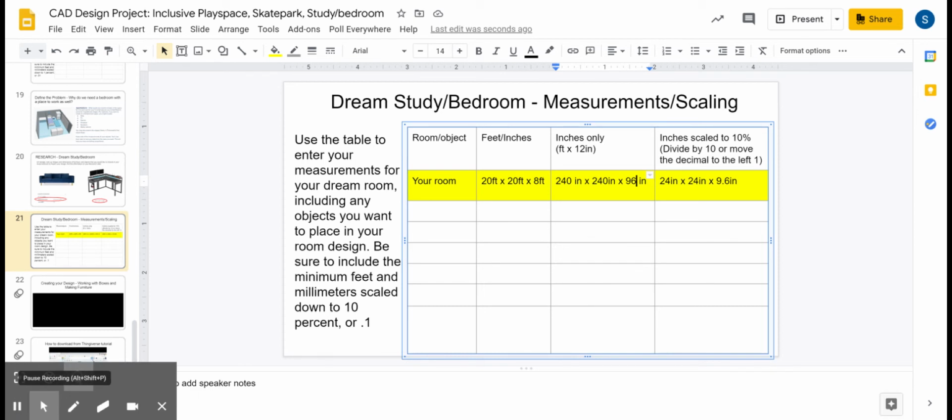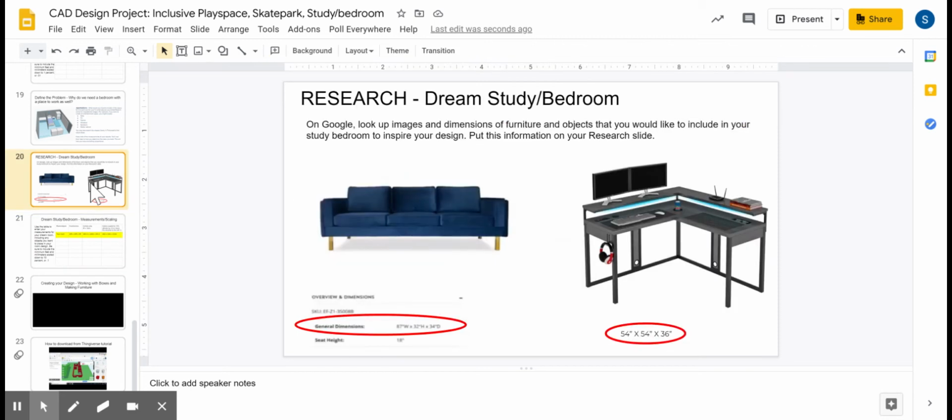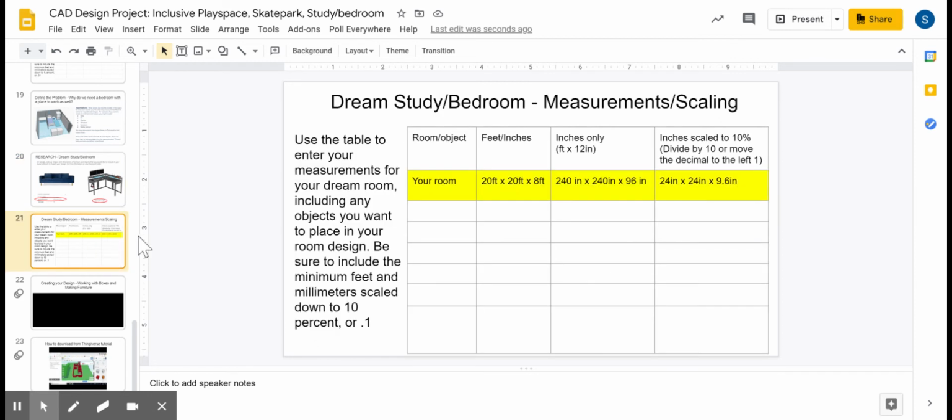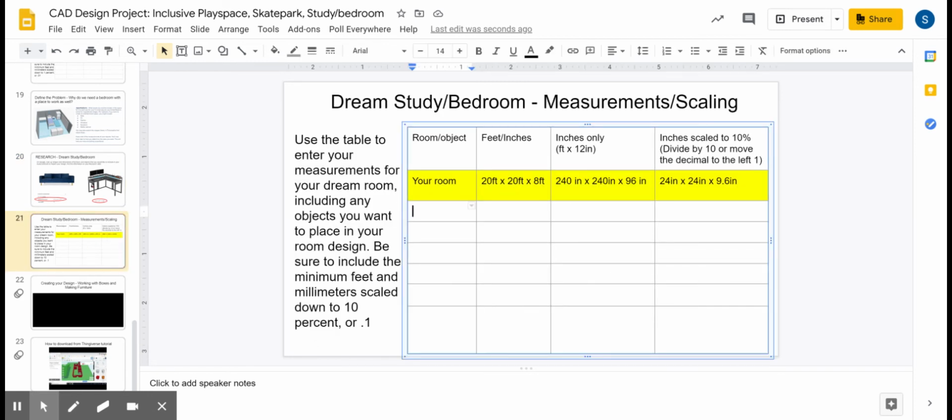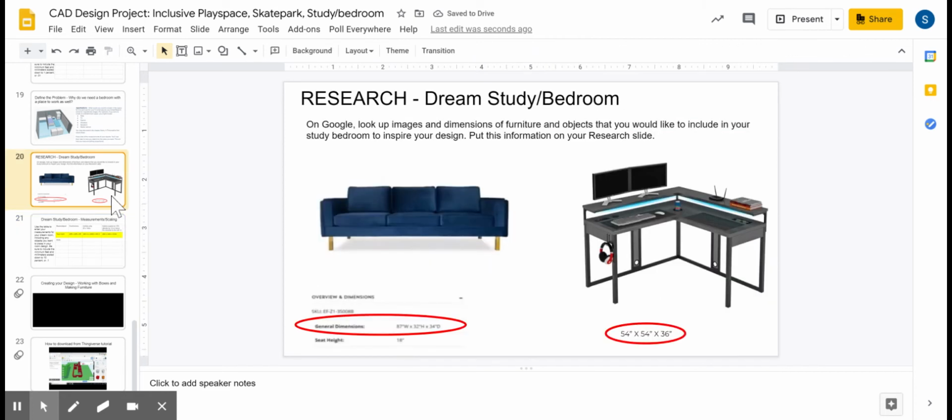Now that we have the size of our room, we need to scale down the furniture that's supposed to fit inside of our room. You've already gathered information and dimensions of various things that could be in your room. So let's imagine that I want to put this desk in my room and I have the dimensions of 54 inches by 54 inches by 36 inches. Conveniently, all I have to put here are those numbers. So desk, and I have to go back to make sure I don't mess up my numbers: 54 by 54 by 36.